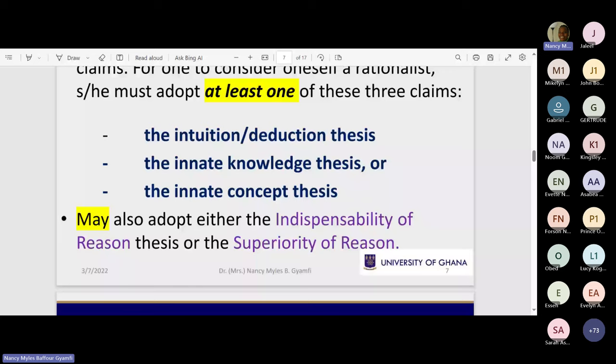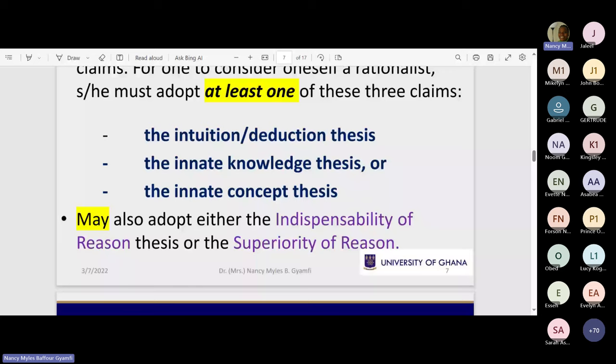Now, some hold the view that reason is indispensable. I say reason must always be in the process of knowing, in the sourcing of knowledge, in the testing of knowledge, in all those things. So they think of reason as indispensable. It must be there, you can't get it out. We are saying that that view must not necessarily be held by anybody before they qualify to be called rational. It's not necessary.